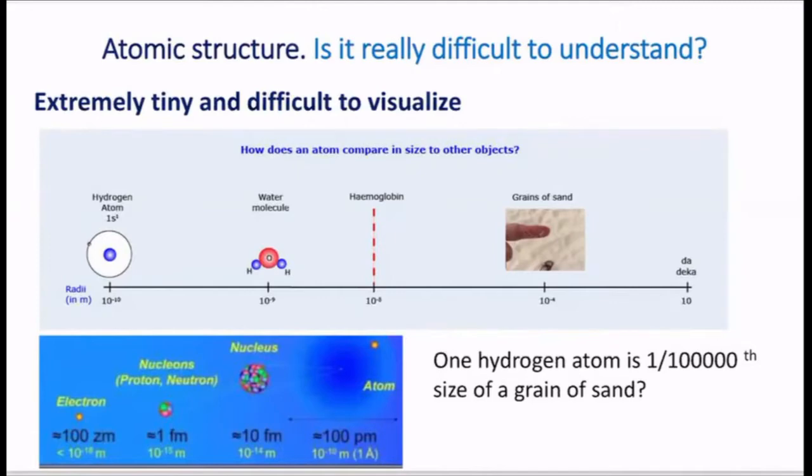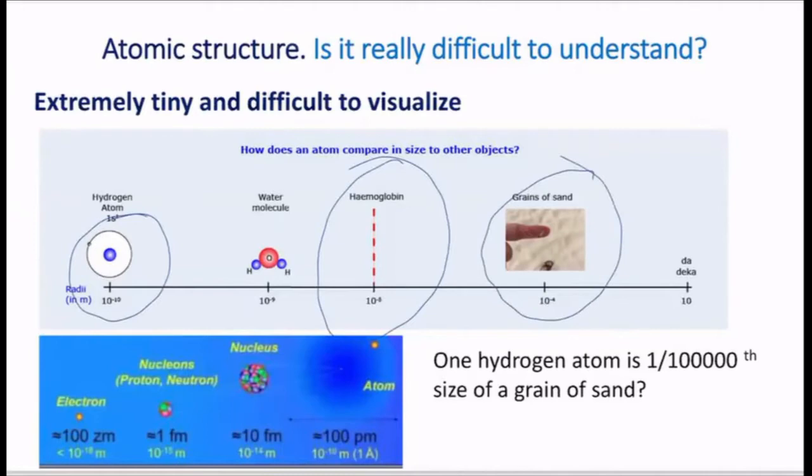That's the problem. The second point is the size of the atoms and the particles in the atoms. They are extremely tiny, which is very difficult for us to imagine. I have shown a size comparison of atoms with other particles, like a hydrogen atom. See the size, it's in the range of 10 to the power minus 10 meter, very, very tiny, right? Hemoglobin, 10 to the power minus 8 meter. Grains of sand, we know that grains of sand are very, very tiny, still the size is 10 to the power minus 4 meter. What does it indicate?